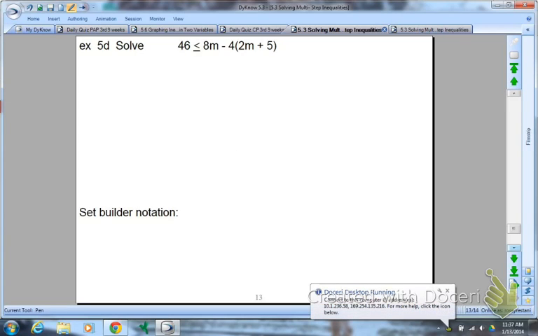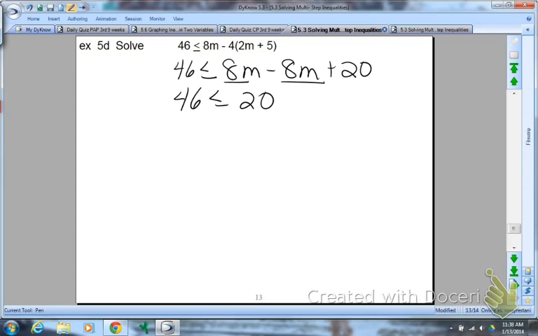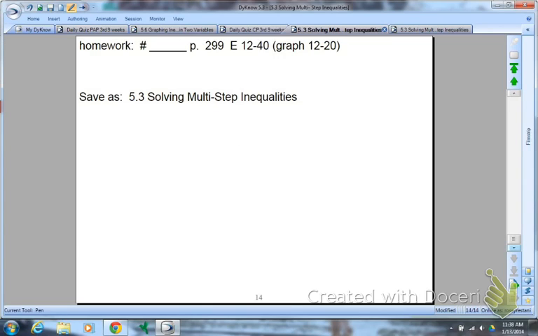Okay, do this one. Okay, when you do the distributive property and then you combine, ADM minus ADM, you get a 0M, or it just goes away. So is 46 less than or equal to, oh, that should be a negative 20. Negative 20. Is 46 less than or equal to negative 20? Is that a true or false statement? False statement. So what is my answer? No solution. And we don't have to graph that. And that concludes section 5.3.